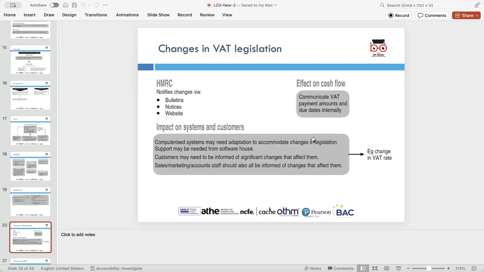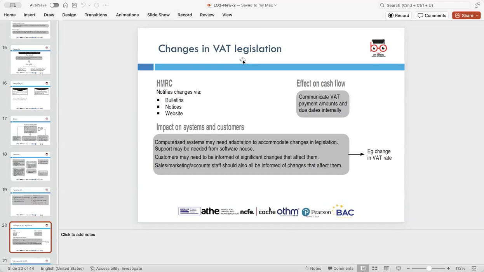Notifications and impact. Changes in VAT legislation: HMRC communicates changes to VAT regulations and procedures through various channels, including bulletins, notices, and their websites. These changes can have a significant impact on businesses, affecting their systems, cash flow, and internal processes.